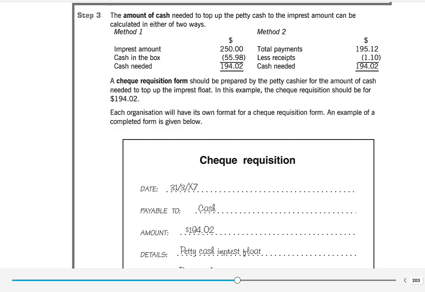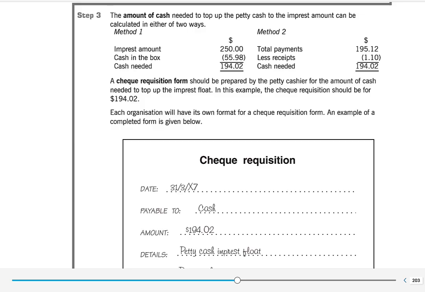Cash needed equals $194.02. Method 2. Cash needed equals total payments minus receipts. Total payments equal $195.12. Receipts equal $1.10. So cash needed equals $195.12 minus $1.10. Cash needed equals $194.02. Perfect. Both methods match. So the top-up required equals $194.02. Now we prepare a check requisition for this amount.